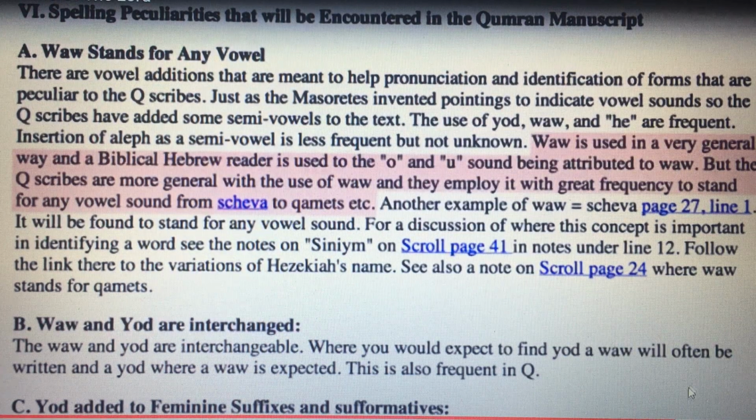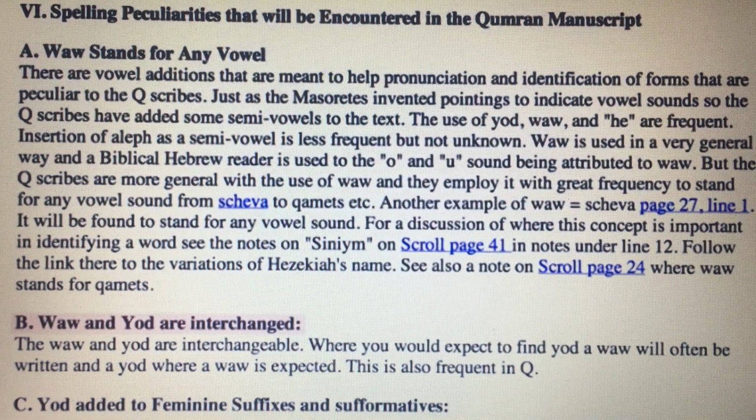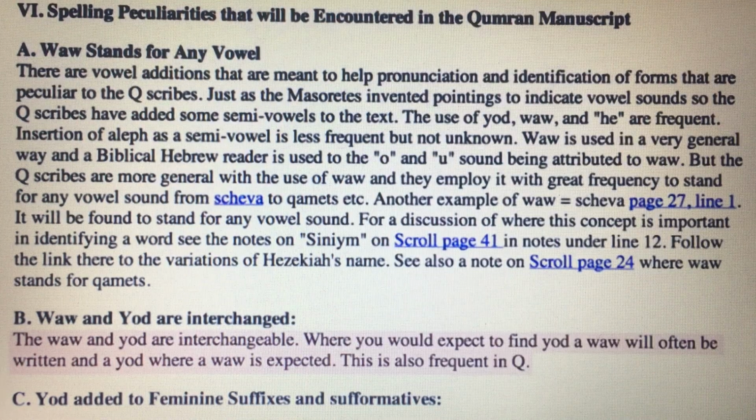A reliable system. A what, brother? And E. Now that is not a reliable system. Let's go down here. It says, letter B, waw and yod are interchanged. The waw and yod are interchangeable. Where you would expect to find yod, a waw will often be written, and a yod where a waw is expected. This is also frequent in Q, or the Qumran text. So again, the Matres Lectionis is not a reliable system of pronunciation.